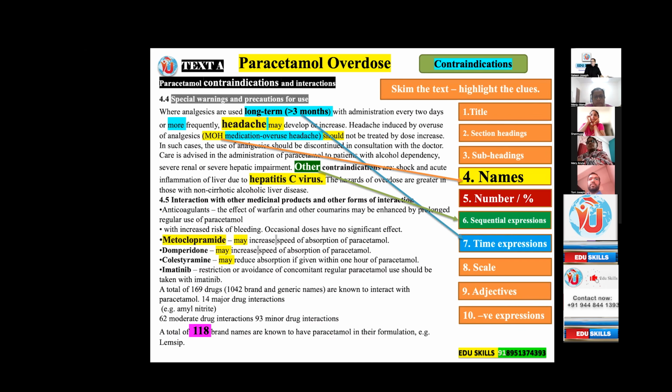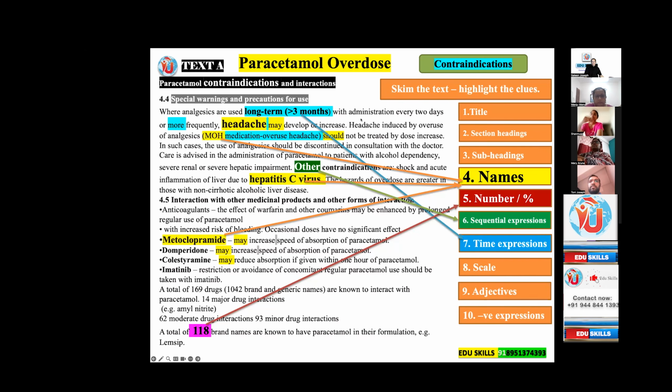So other, what is other? The sequential expression tells you here is the answer. And see name of a condition or virus, viral condition, name of a medical product, medication. And you see number. These are the answers. So you have the clues here: title, section, subhead section, name, number, sequential expression, time expressions.